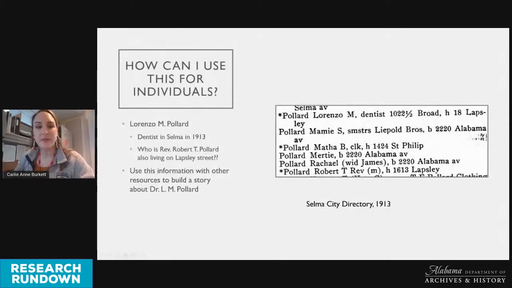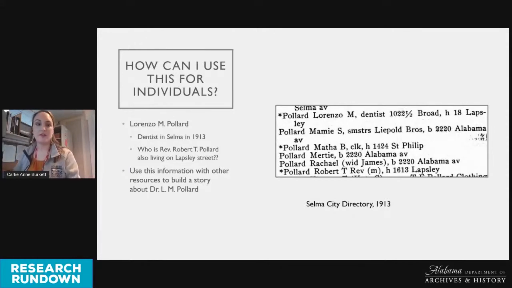So I wanted to give you an example of how to actually find someone. If you remember, we talked about Dr. Lorenzo Pollard, who was a dentist in Selma, and I wanted to find out more about him. So I'm going to show you some steps that I took to expand on who he was. If you'll look here, we've got the same image from an earlier slide. He's a dentist. His business is at 1022 and a half Broad, and he lives at 18 Laplaslie.